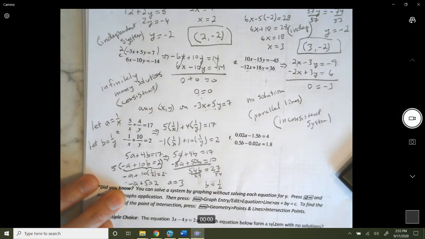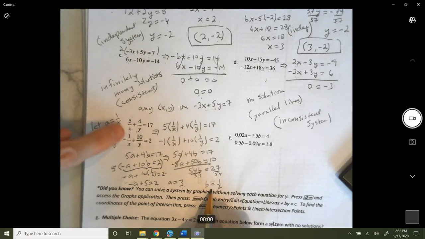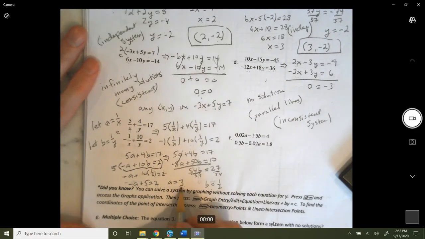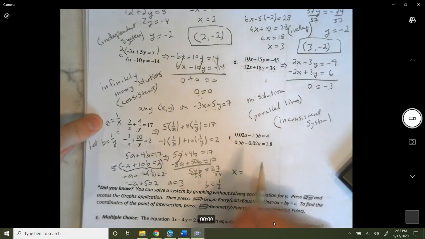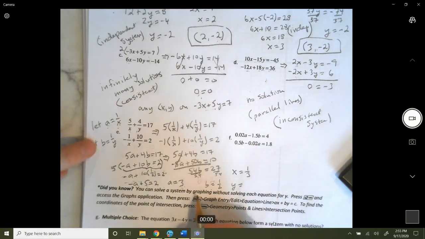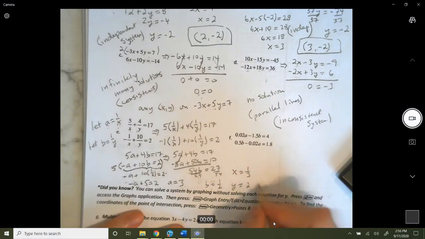Okay, a is equal to 3. Yep, that works. But a and b are not what you're solving for. You're solving for x and y. So if a is equal to 3, you have 3 equals 1 over x. And x is going to be equal to the reciprocal of a, 1/3. And y is going to be equal to the reciprocal of b, which is 2. Okay, so your ordered pair for this is 1/3, comma, 2.